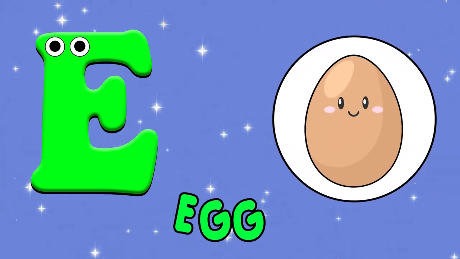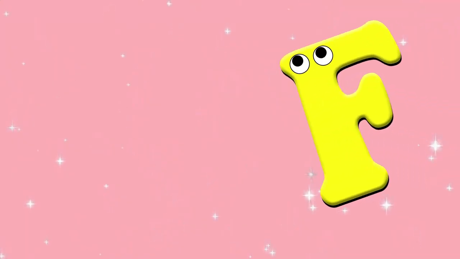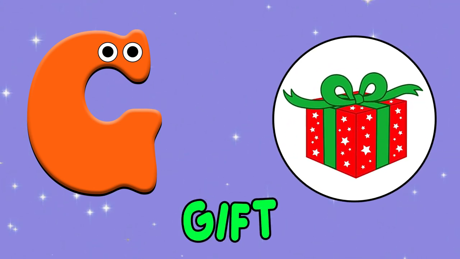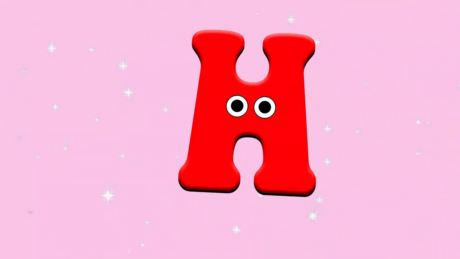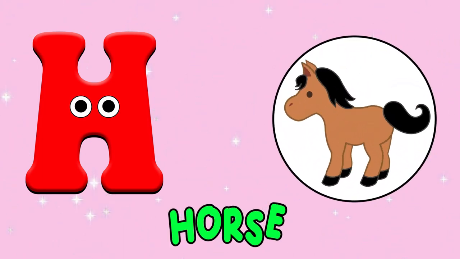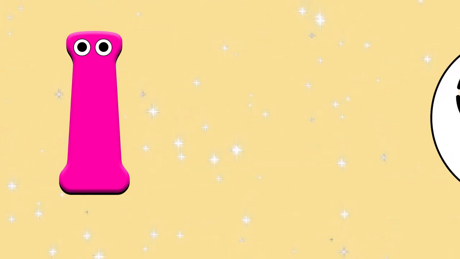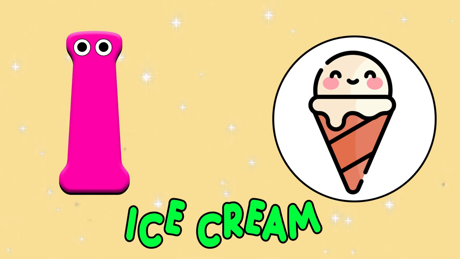Dice. E for egg. F. F for frog. G. G for gift. H for horse. I for ice cream.